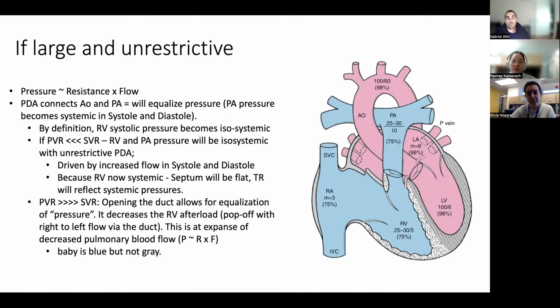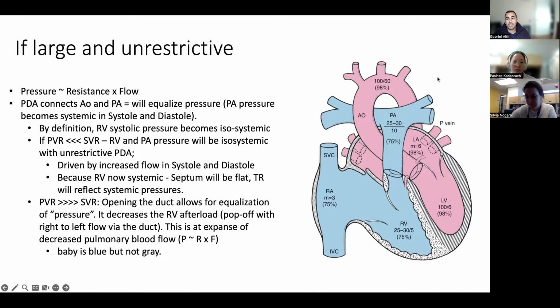when the PVR is much lower than the SVR, the RV and the PA pressure may be the same as the aortic and LV pressure if you have a huge PDA, but what's going to happen is that you're going to increase this flow significantly.